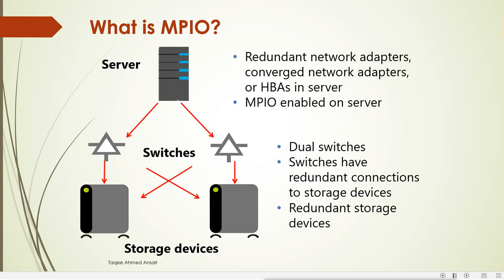Load balancing means it can use both paths to get to the storage, and it can get the data faster than with a single path, because it is getting data from both the network paths. So this MPIO is for redundant network adapters. It works with network adapters or HBAs, host bus adapters, in the server, and MPIO is enabled only on the server. It should have dual switches and redundant connections to storage devices, or we have redundant storage devices. So in this case, we use this MPIO.